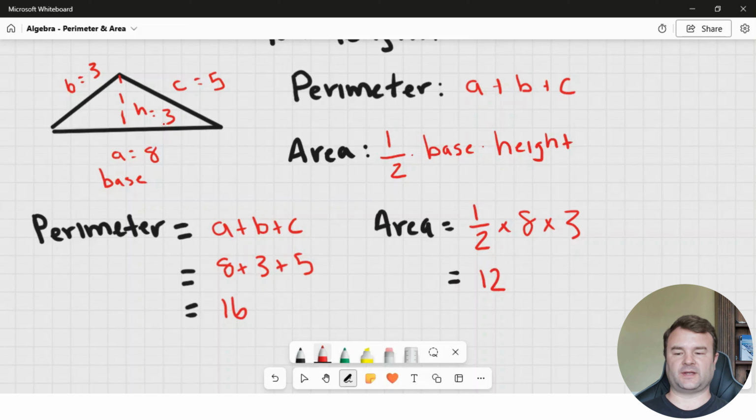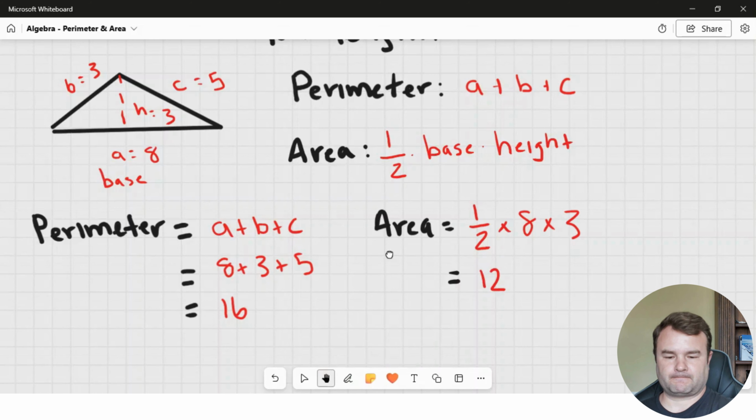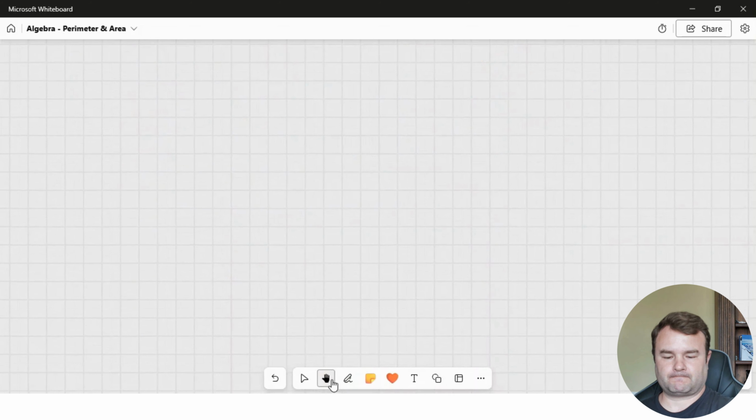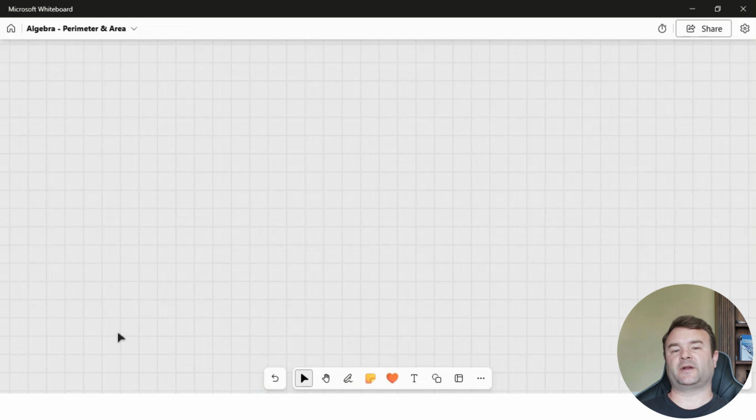So that is the definition of a triangle and the algebraic definitions of perimeter and area for a triangle. And let's move on to our last shape. Okay, so to recap, we've gone over perimeter and area for a rectangle, square, parallelogram, circle, and now, triangle, and now we are on circle. So number 5 is a circle.